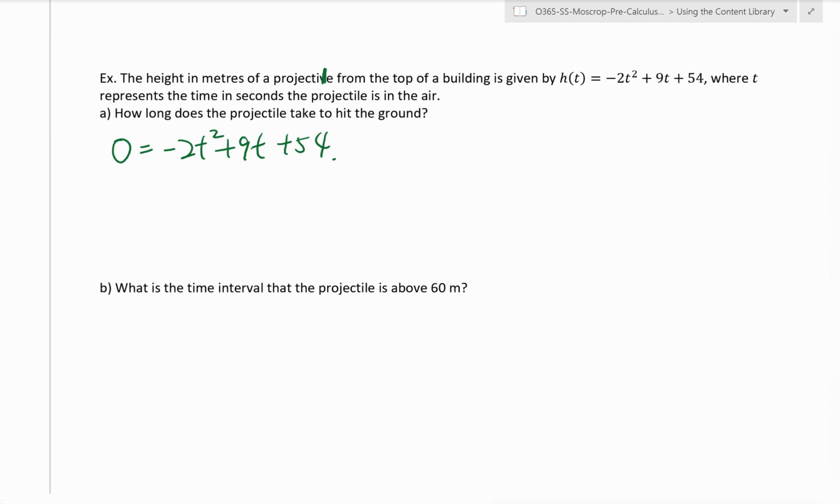Is this factorable? Actually, I don't know. 108, let me see. 3, 4, 6 and 18, no, 7, 8. Okay, I don't think it's factorable. Okay, so I guess we will need to use the quadratic formula.